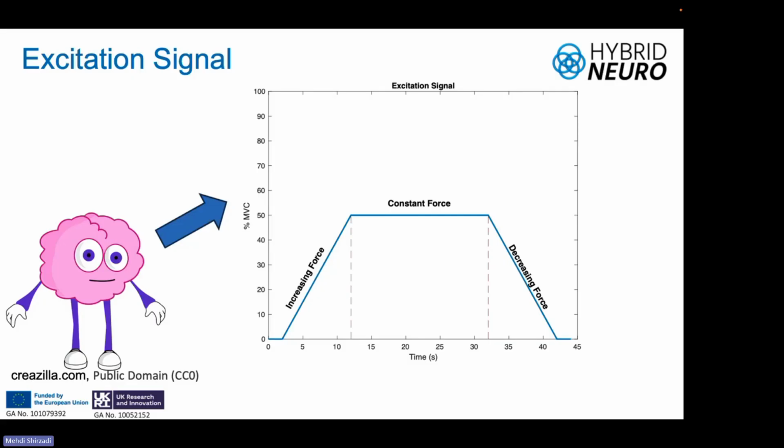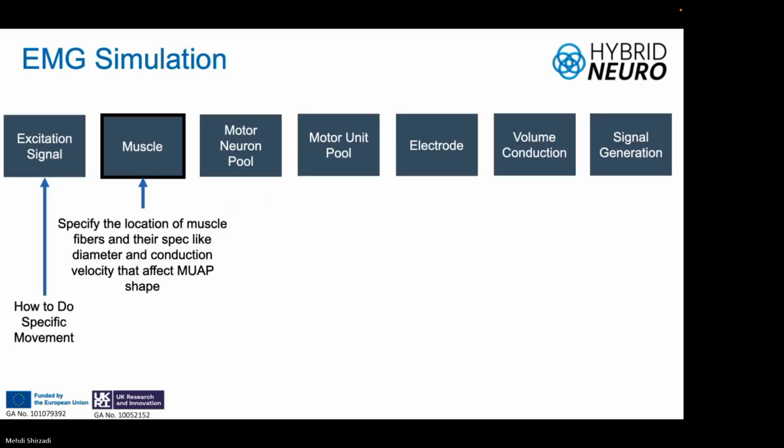We're decreasing the force. The different motor units will be de-recruited until the end, when we don't have any active motor units and we don't produce any force. So after that, we need to simulate a muscle. The simulation of muscle, we need to specify exactly which muscle that we want to target.